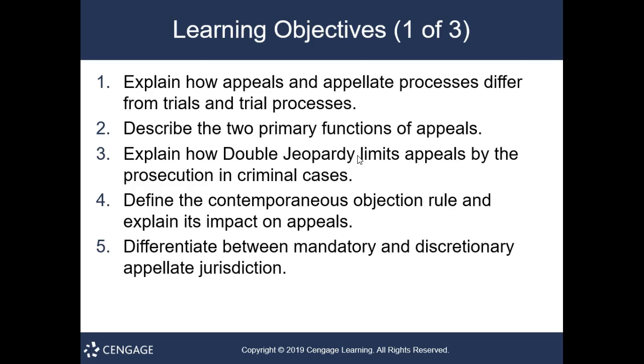All right, next we're going to define the contemporaneous objection rule and explain its impact on appeals. What that means is that you must object to something you find to be improper at the trial, and at the time it happens at the trial, not later on. If you don't, you will not be later allowed to object to it. It's essentially considered a waiver of the error. You've essentially waived the error altogether because you did not object to it.